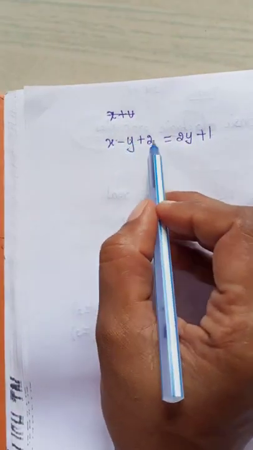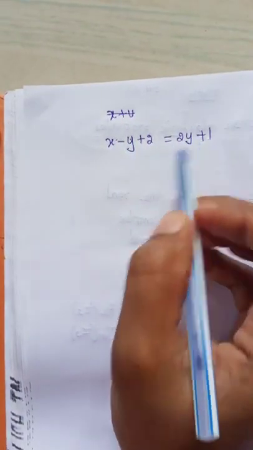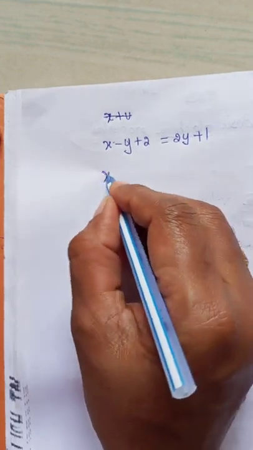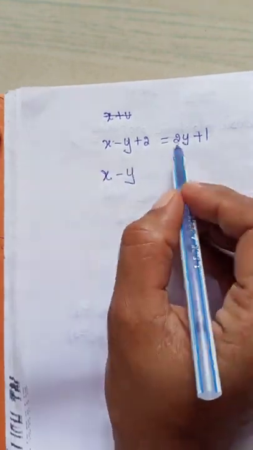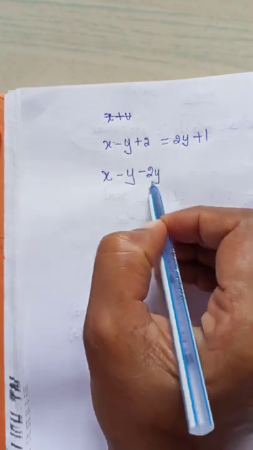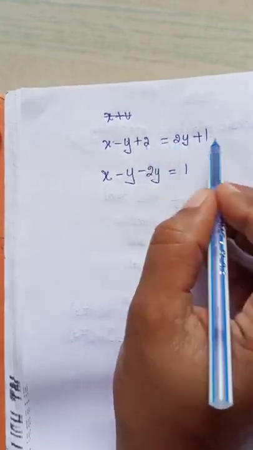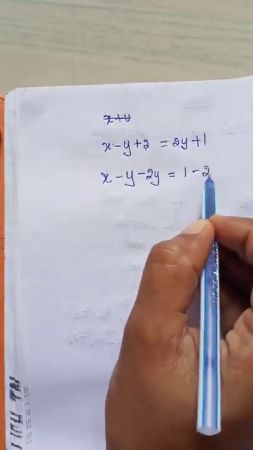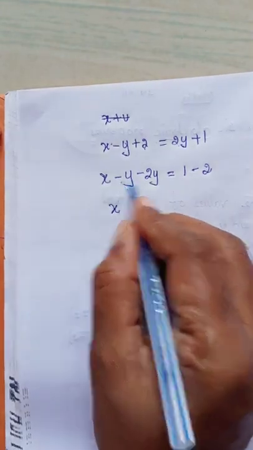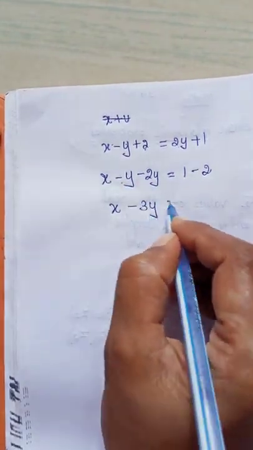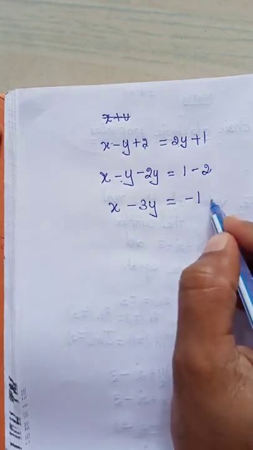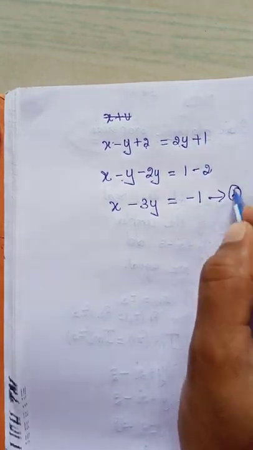Now we can equate the imaginary part. See, x - y + 2 is equal to 2y + 1. This also we can simplify. x - y, bring the 2y here, minus 2y, is equal to 1 minus 2 when it comes to the next side. So we may get x - 3y is equal to -1. This is the next equation, equation number 4.